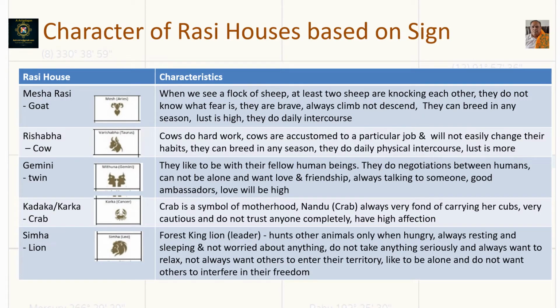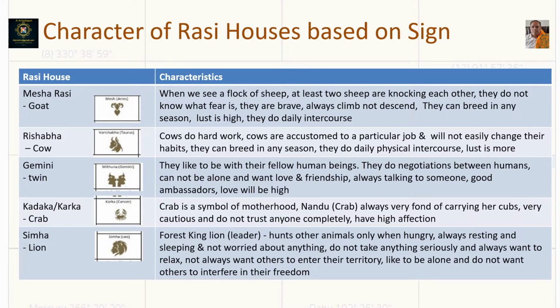So for Mesha Rasi, the symbol is the goat. When we see a flock of sheep, at least 2 sheep are knocking each other. They do not know what fear is, and they are very brave, and they always climb, not descend. Easily they will climb. They can breed in any season, and lust is high, so they do daily intercourse. This is the nature of Mesha Rasi.